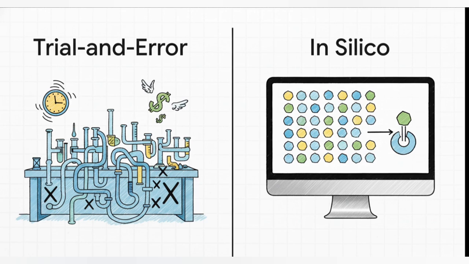Think about it. Making and testing just one potential drug in a real lab can take forever and cost a fortune. But in a simulation, scientists can test thousands of virtual drugs in no time, cutting way down on the guesswork and seeing things at a molecular level that you could never, ever see in a regular lab.